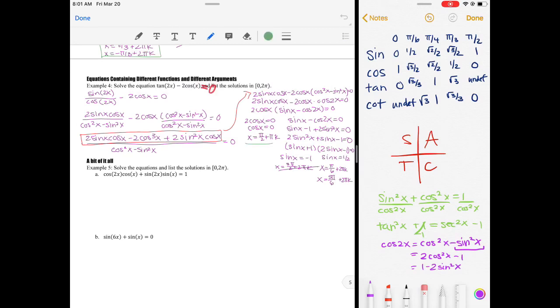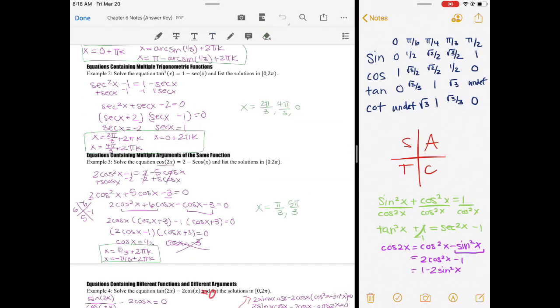Okay, that one was definitely a bit of a doozy. So we got these different answers, and if we wanted the exact solutions in that interval, we'd have pi halves, 3 pi halves, pi sixths, and 5 pi sixths. There are 4 different solutions in that interval. Okay, pause it for a moment.